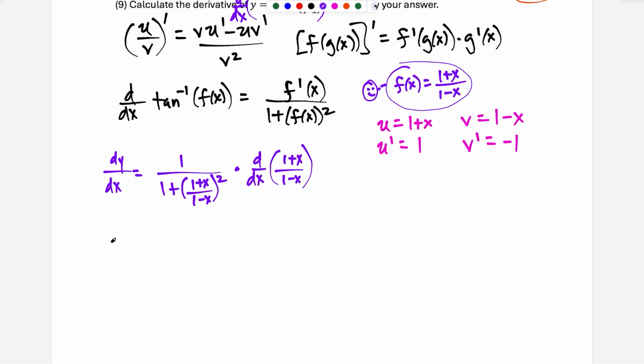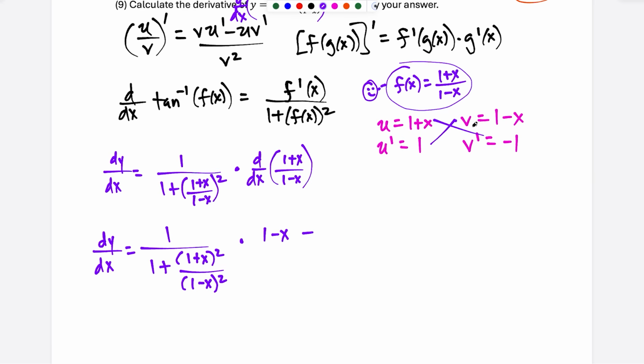Okay, so now for our next part of the derivative, we have dy dx is equal to 1 over 1 plus, this part here I could call 1 plus x squared over 1 minus x squared. I'm just going to rewrite this as two separate squares. And now I have times, and I apply the quotient rule. So I have vu prime, 1 times 1 minus x is 1 minus x, and then minus u times v prime, I'm doing 1 plus x times negative 1, so negative 1 times 1 plus x. And this is all being divided by v squared, and v is equal to 1 minus x, so I have 1 minus x squared going here like this.